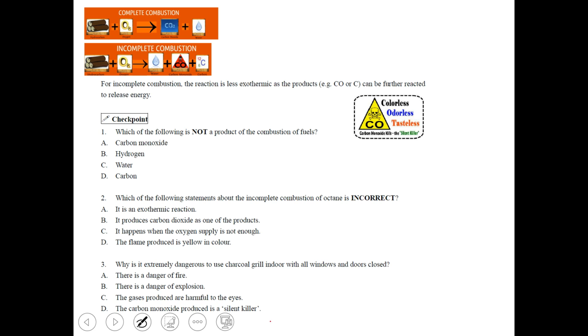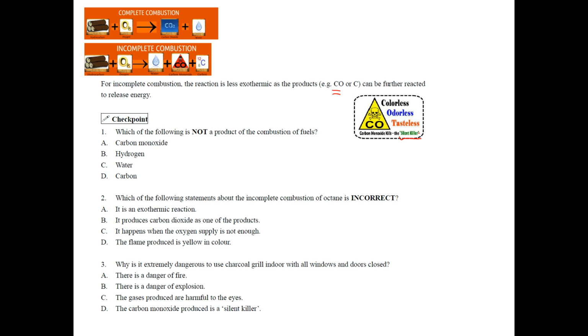However, under incomplete combustion, carbon monoxide will be formed. So in the video, we also learned that actually carbon monoxide is toxic and is called the silent killer. So now let's do the checkpoints. You can stop the video to try the checkpoint yourself before you check with me.